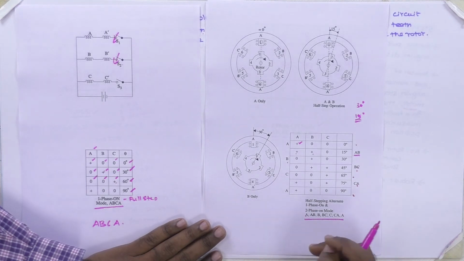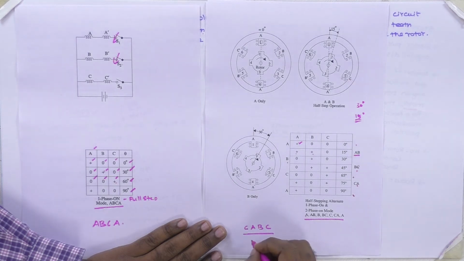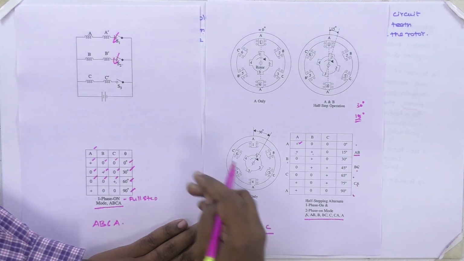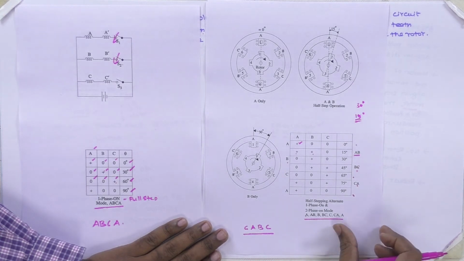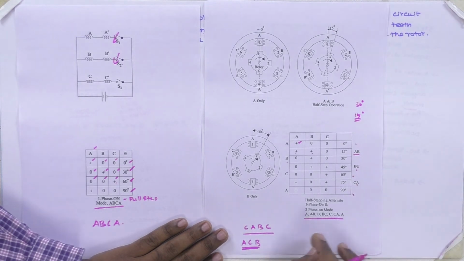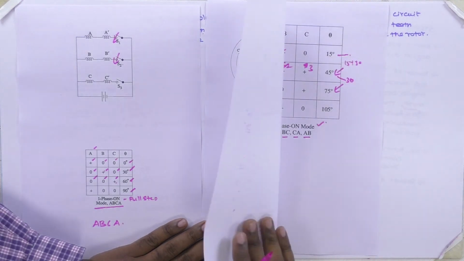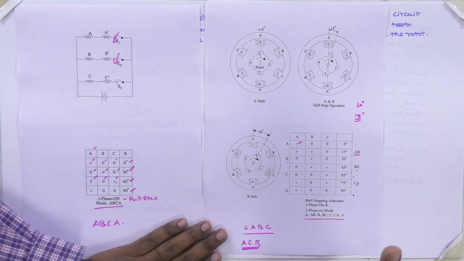If we want the anti-clockwise direction, we have to move in the sequence C, B, A, and so on. In that sequence we can give the supply to the coils and obtain the counterclockwise or anti-clockwise direction, or we can give A, C, B, like this is the sequence of rotation. And these are all the half stepping operations.